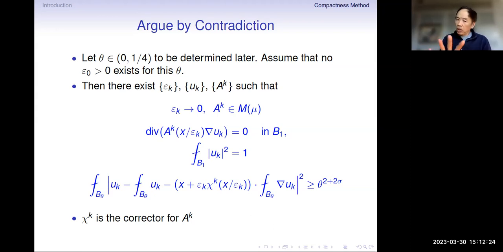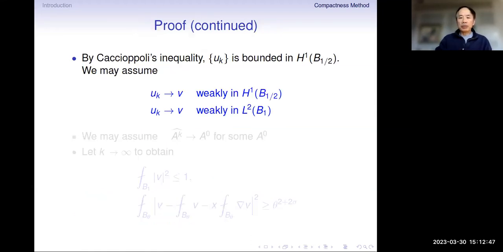You can also do this for a single matrix, but then your constant will depend on the matrix. You do not have uniform control. So it's better to do this argument in a whole class of matrices, so your constant only depends on the ellipticity. Okay, so now we're going to find a contradiction.